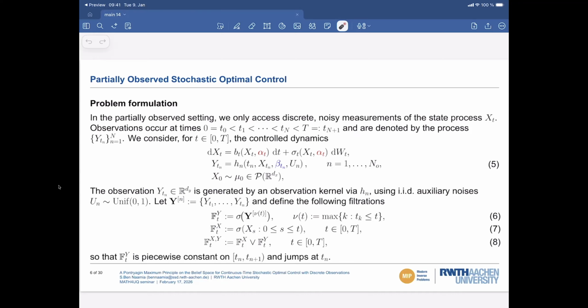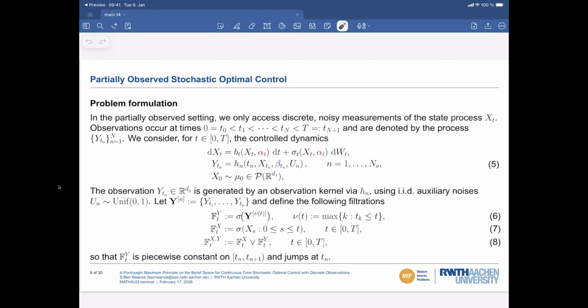And that noise is also somehow controllable with this variable beta, or with this control beta. Now, it is useful here to define these filtrations just for theoretical reasons and to try to understand what happens. So basically, you will have this F^Y, which is the filtration coming from Y. Basically, it's piecewise constant. Again, because you only have information at these predefined discrete times t_n.